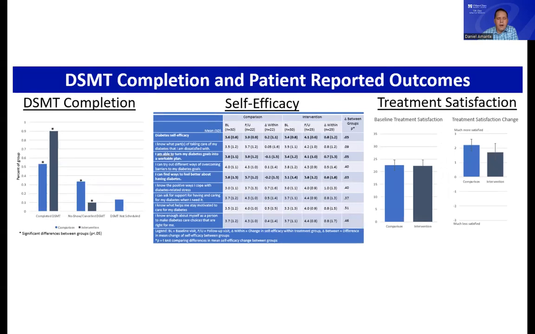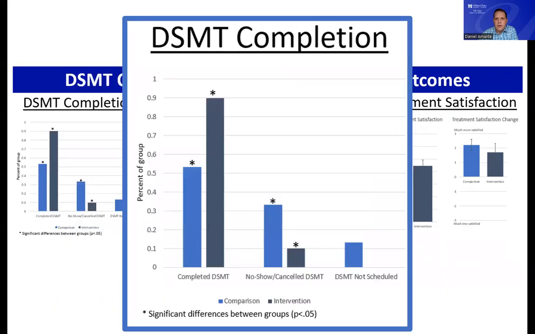In regards to our primary outcome, DSMT completion, and secondary patient-reported outcomes, for our primary outcome we saw significant differences between groups, with 90% of the intervention group completing DSMT compared to only 53% of the comparison group, with 33% of the comparison group no-show canceling their appointment and 14% never scheduling an appointment.